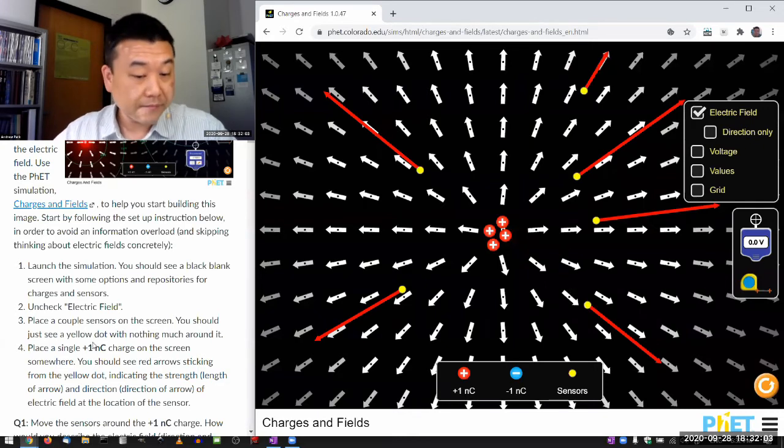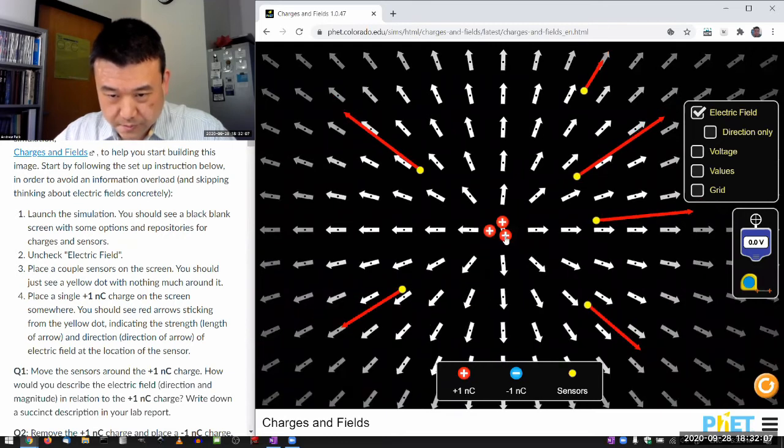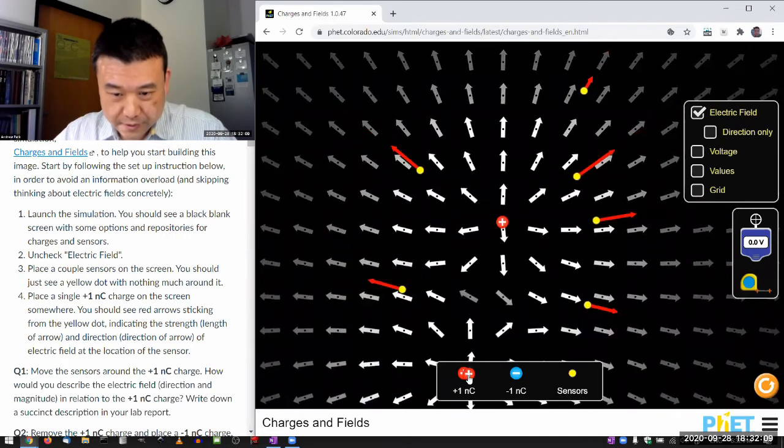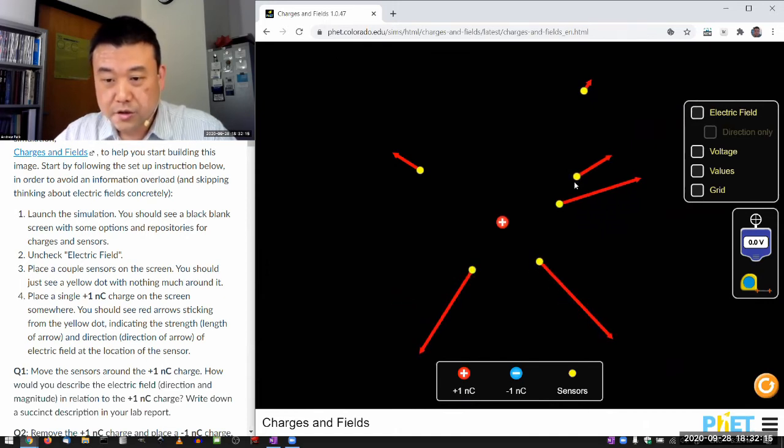So, yeah, move the sensors around. Oh, one nanocoulomb charge, let me move. So with the electric field turned off, if I have sensors around one nanocoulomb charge, you see that all these fields always and consistently point away from that positive charge. And if I go closer, it gets stronger.